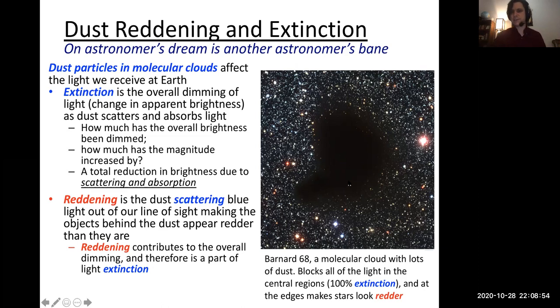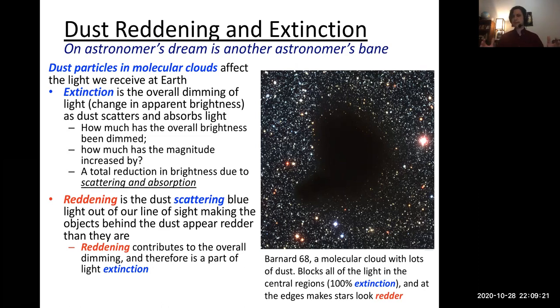We have 100% extinction in the middle of Barnard 68 here. None of the light from the stars behind it is making it through. We have partial extinction here on the edges because some of the light is making it to us. But you might notice that on the fringes, where the densities are lower, so some of the light makes it, it's only partial extinction, everything appears red.